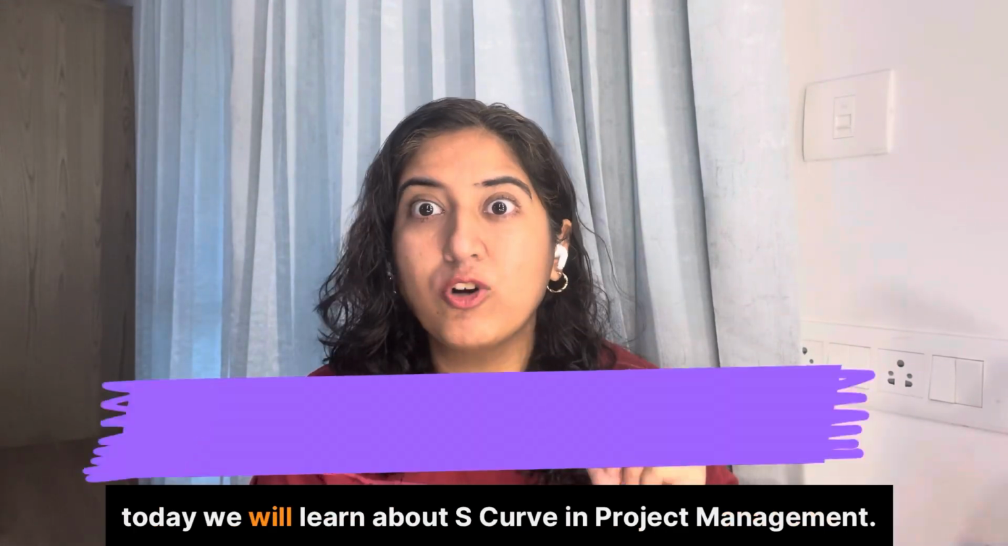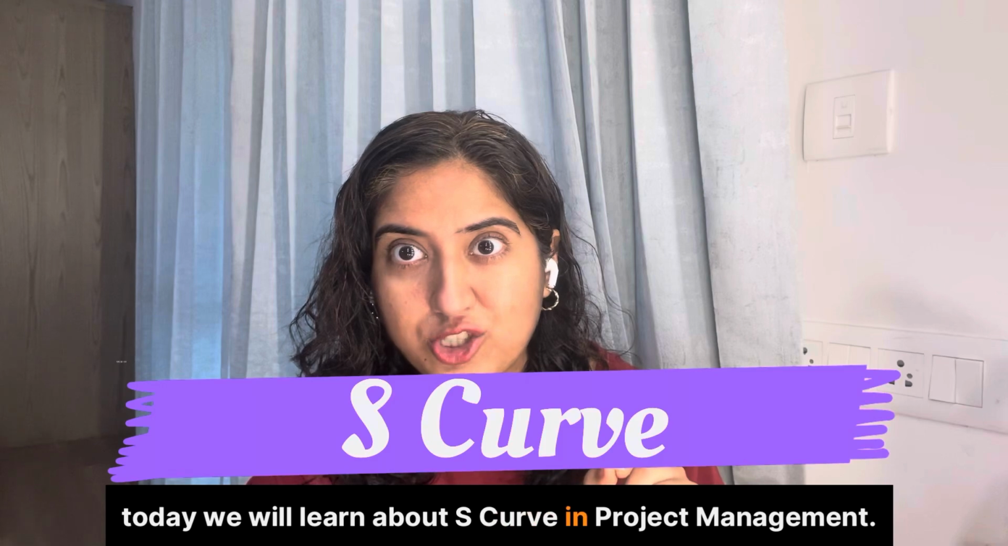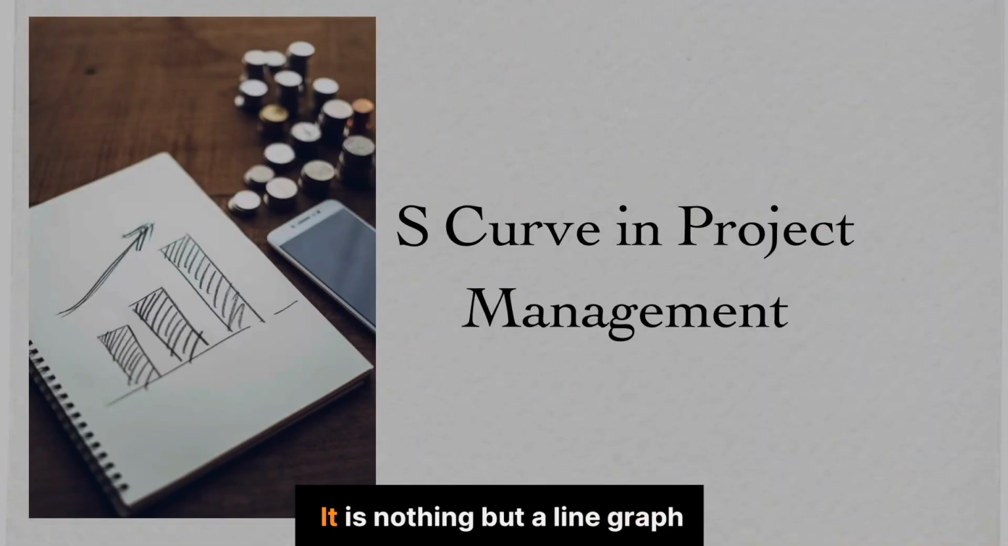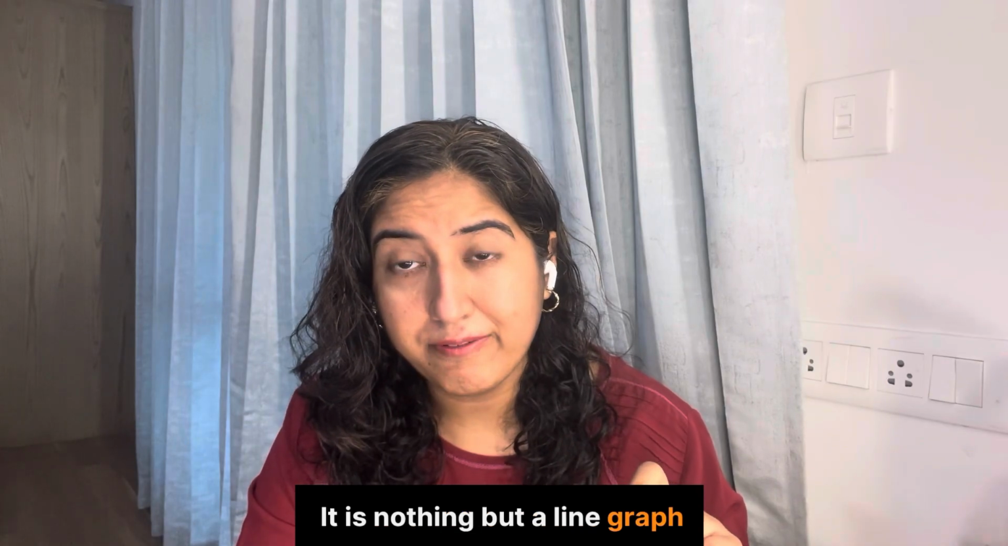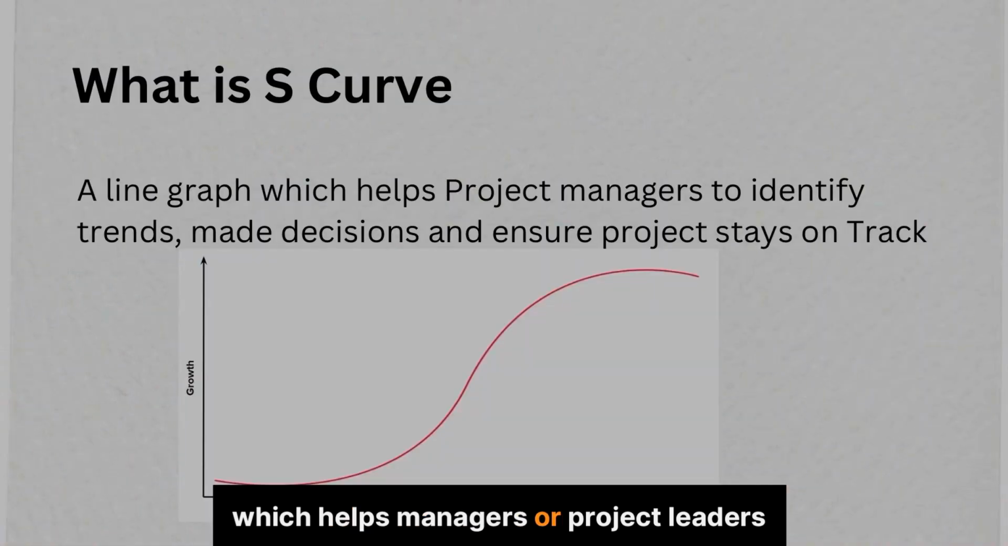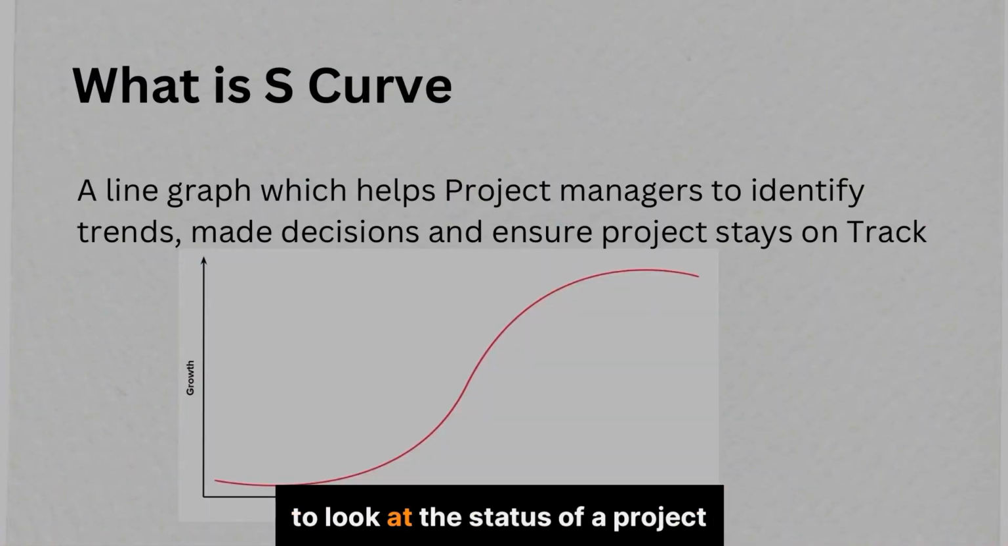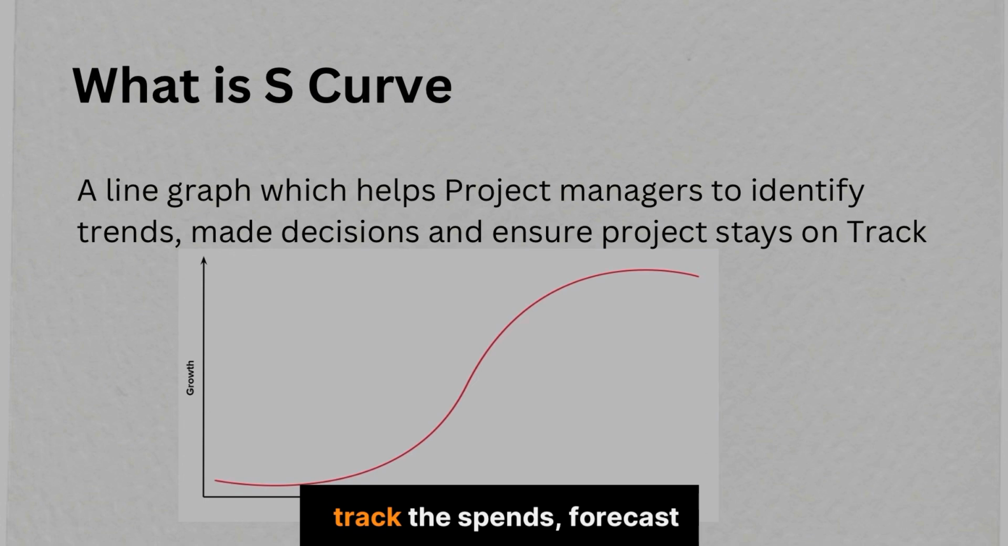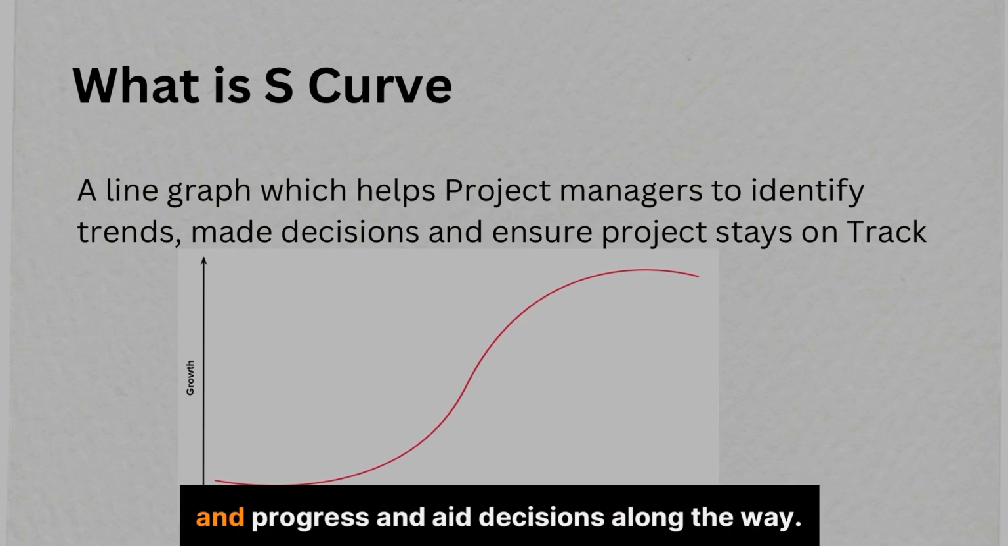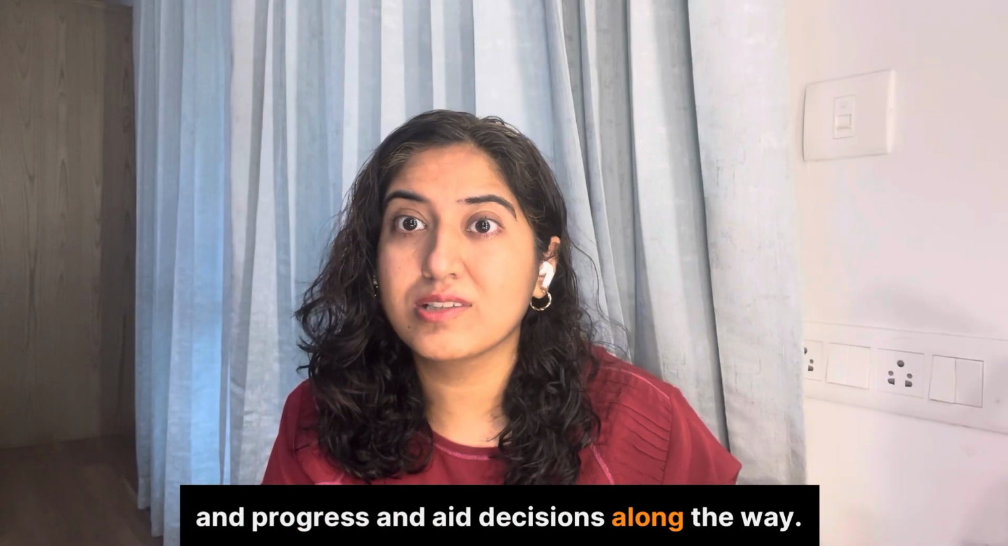Today we will learn about S-curve in project management. What is S-curve? It's nothing but a line graph which helps managers or project leaders to look at the status of a project, track the spends, forecast and progress and take decisions along the way.